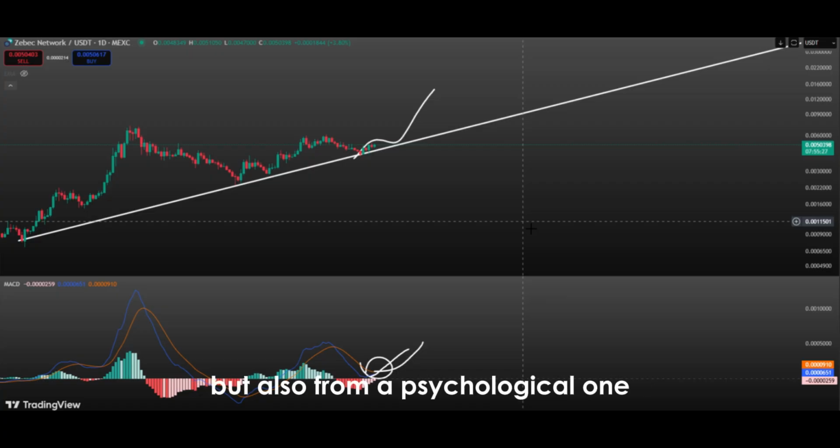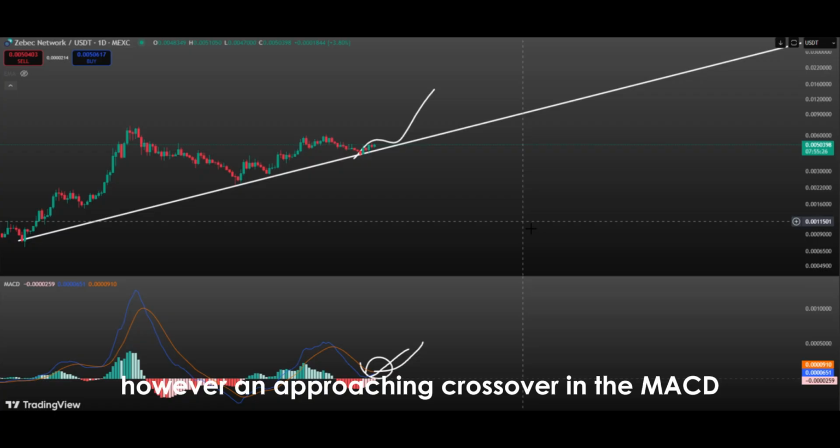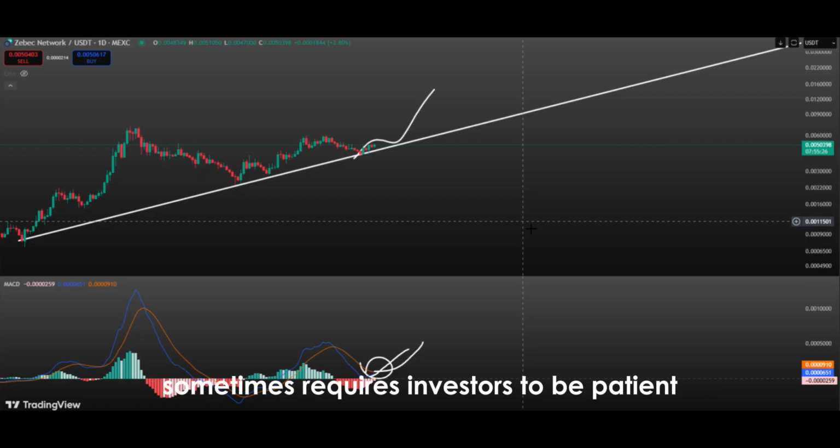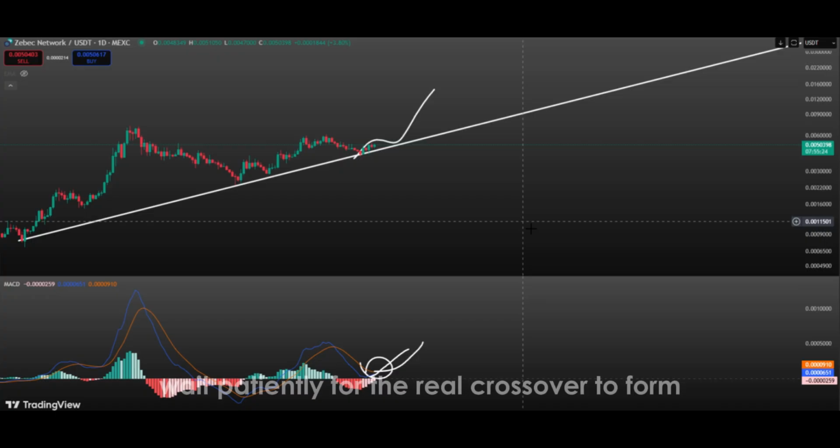However, an approaching crossover in the MACD sometimes requires investors to be patient, because before the actual crossover occurs, there can be false moves or fake reversals. Careful investors wait patiently for the real crossover to form. When the lines cross upward, it becomes possible to act with confidence.